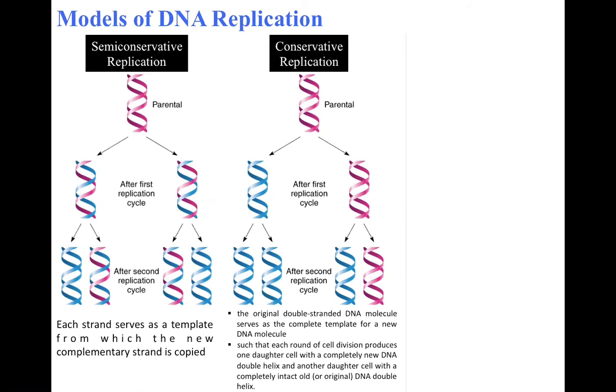that is conservative replication. In conservative replication, the original double-stranded DNA molecule serves as the complete template for a new DNA molecule. So from this, the DNA molecule is being copied or replicated. This is the newly synthesized DNA and this is the old one. So this is what the model says under the conservative replication model. Each round of cell division produces one daughter cell with newly replicated DNA, and another daughter cell will have the old DNA.